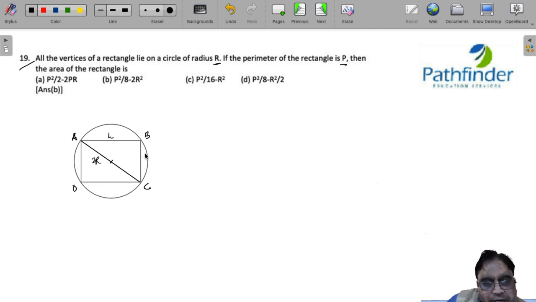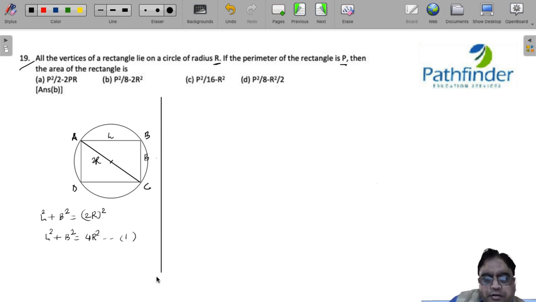If this is the length and this is the breadth, what do we have? L square plus B square is equal to 2R whole square, which means L square plus B square is equal to 4R square. Next, we also have the perimeter as 2 times L plus B is equal to the perimeter, which means that L plus B is equal to P by 2.